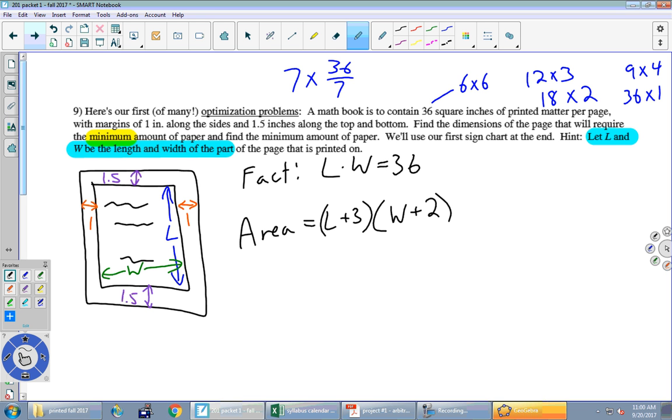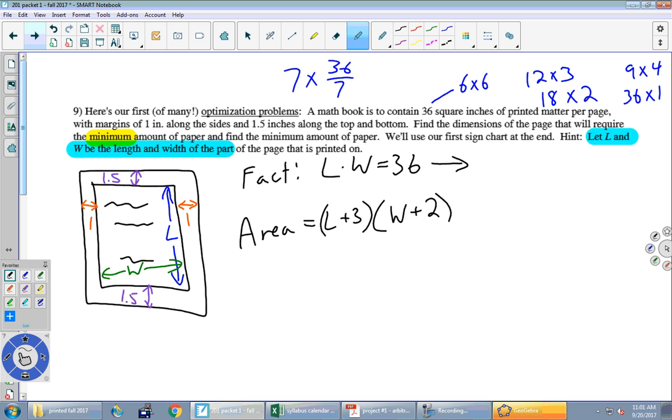Okay. So this is the function that I'm trying to minimize. I'm looking for the minimum amount of paper. That's the number of square inches of paper. And I want to make that as small as possible. The problem is there are two input variables for that function. It's got an L and it's got a W. And everything we're doing this semester is going to involve one input variable at the end of the day. And so I need to substitute. I need to replace one of these L's or W's with the other.